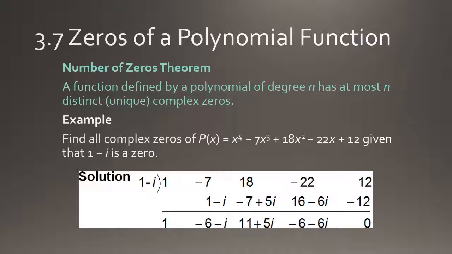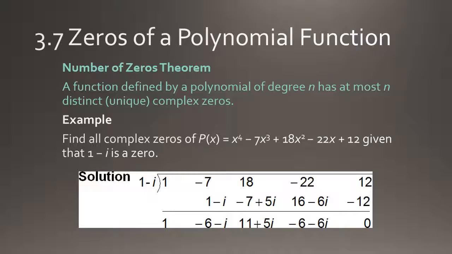It's the same idea. We brought the 1 down, then multiplied it by 1 minus i and put that under the negative 7. Since the negative 7 doesn't have an imaginary part, we just added the real parts and got negative 6 minus i. Then it gets a little tricky because you have to multiply the minus 6 minus i times the 1 minus i, which means you need to FOIL it out and work carefully. When you do that, you get negative 7 plus 5i.